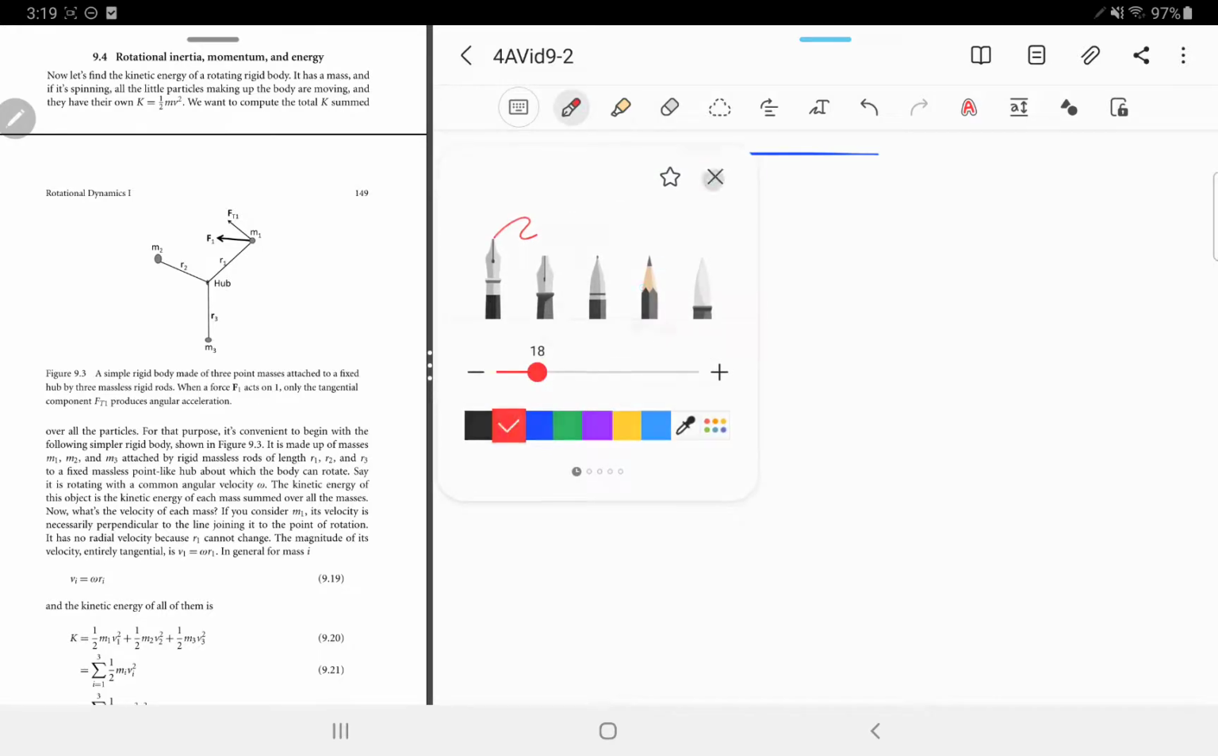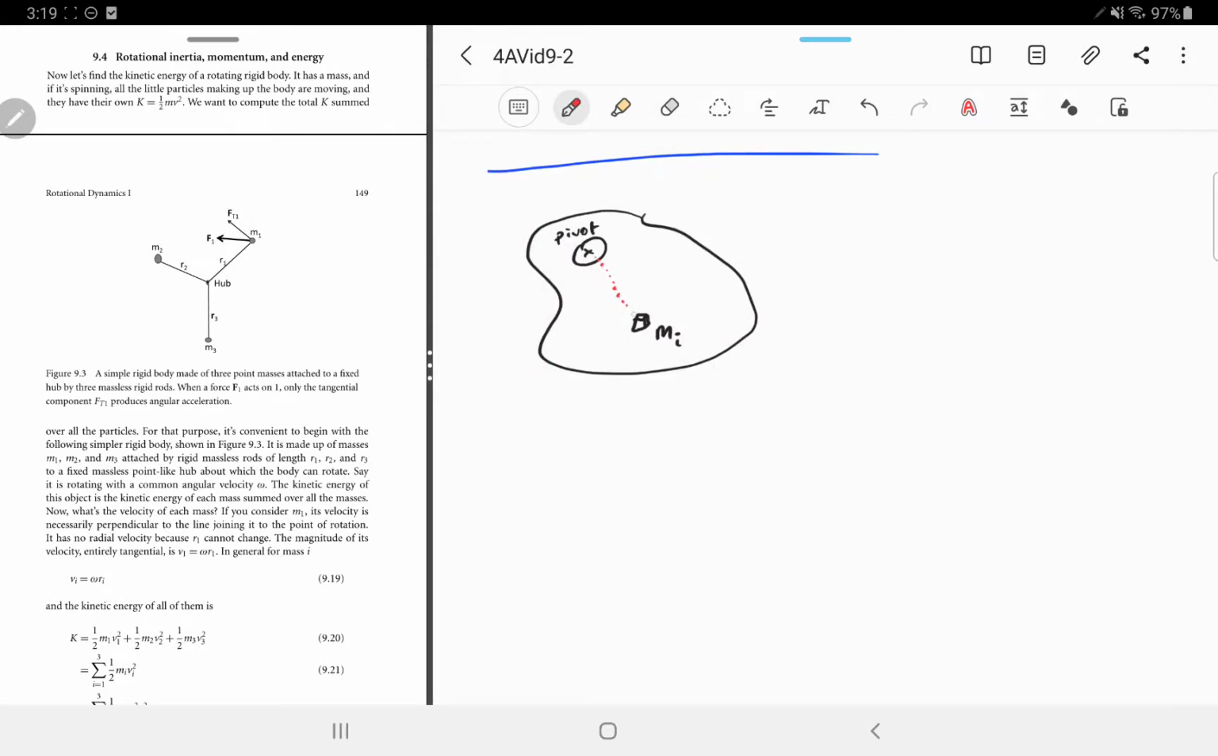So this mass is some distance away from the pivot point, and that distance depends on which mass we're looking at. So that's why I'm going to add an I to the subscript. So r sub I depends on which mass we're looking at. And if this is a rigid body, then this thing is just moving perpendicular with some speed that equals the angular speed of the body times the distance. Okay.